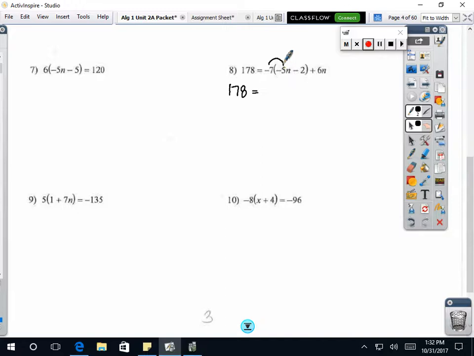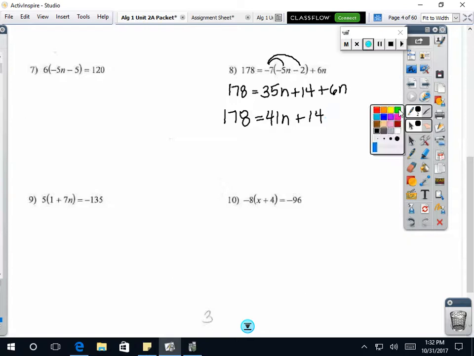Distribute. Do we distribute the negative 7 to the negative 5n, the negative 2, and the 6n? No. Only the stuff that's inside parentheses. When you distribute that negative 7, what does this become? Then plus 14. And then bring down the plus 6n. Now, any ideas? Right. Now, before we start moving stuff to the opposite side, 35n and 6n are both just n. So we can combine those, and they make 41n on that side.